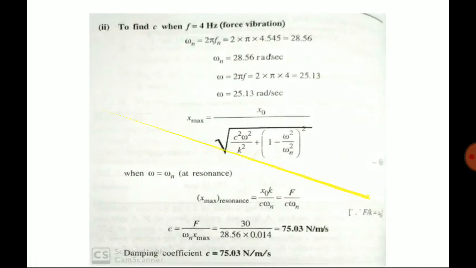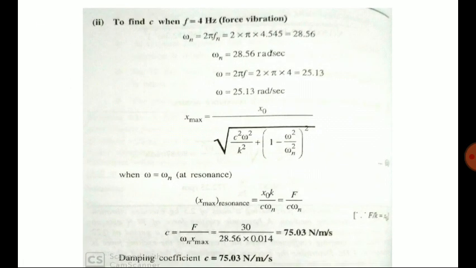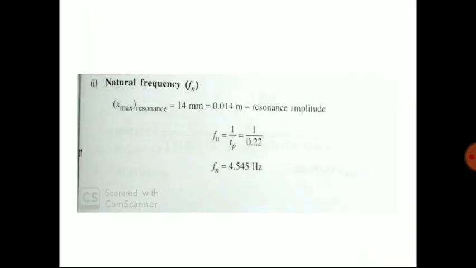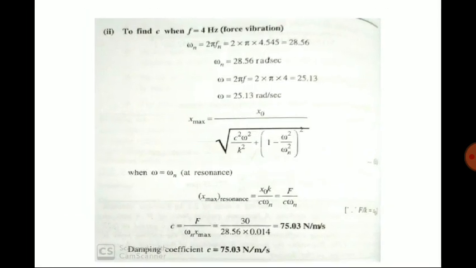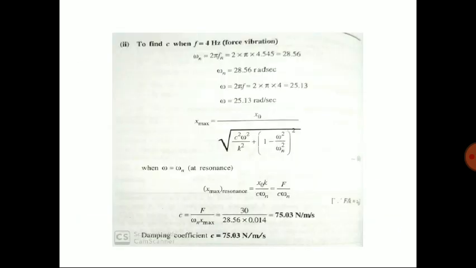Then to find c, we have F given, 4 Hertz. So omega n equal to 2 pi fn. So 2 pi fn, we got the value of fn as 4.54. So 2 pi fn gives 28.56. Then omega, that is corresponding to natural frequency. Then omega equal to 2 pi f, and f is given as 4 Hz, as the frequency of the exciting force is changed to 4 Hz. So omega is 2 pi f, which is 25.13.